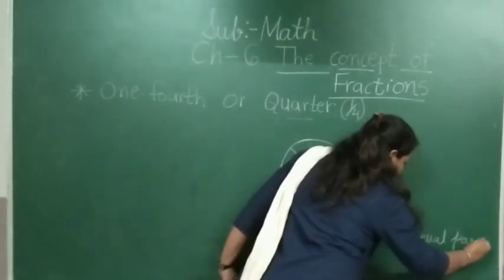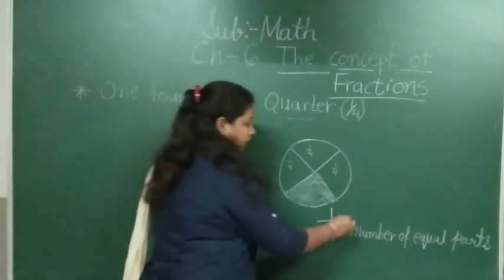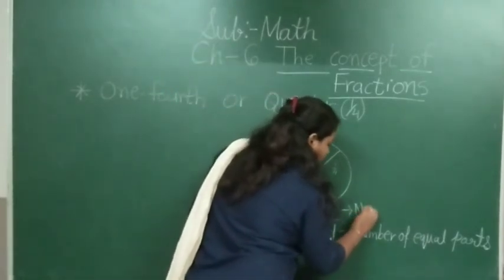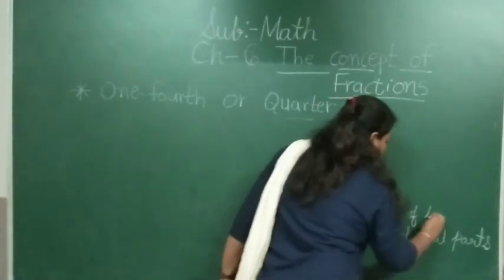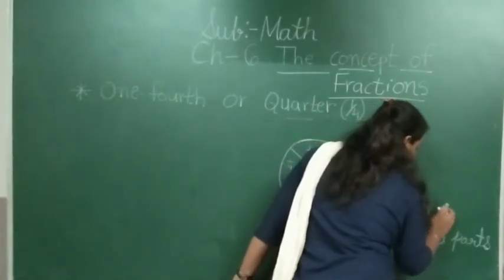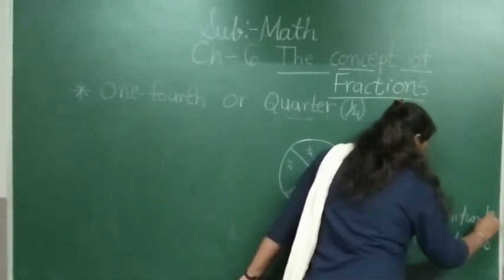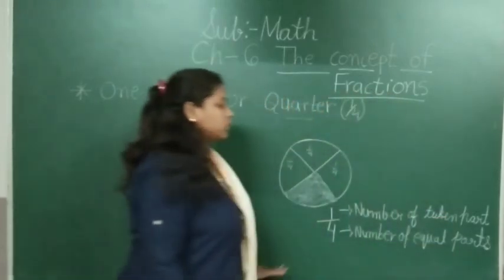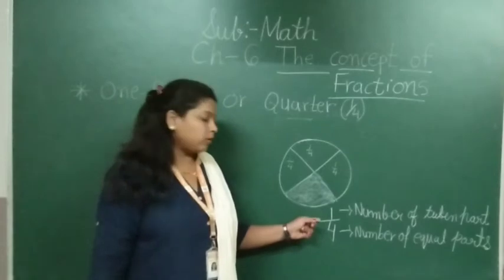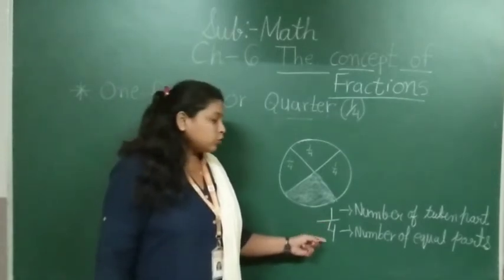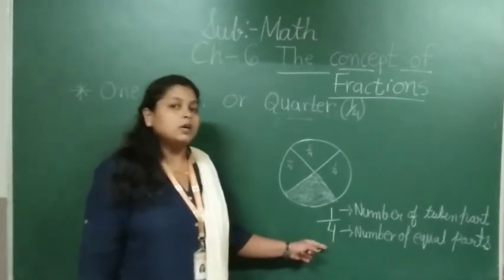Number of equal parts. Total parts कितने थे? 1, 2, 3 and 4. And from that I have taken 1. So number of taken part, right? So इसमें से मैंने जितने लिए वो नंबर ऊपर आएगा. Whatever part you have taken, that you have to write at the upside, and the total part, that means the total equal parts, you have to write at the downside of that number.